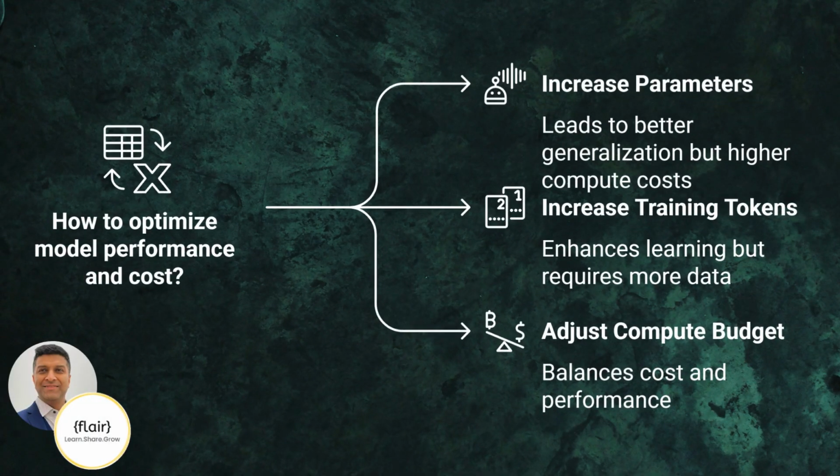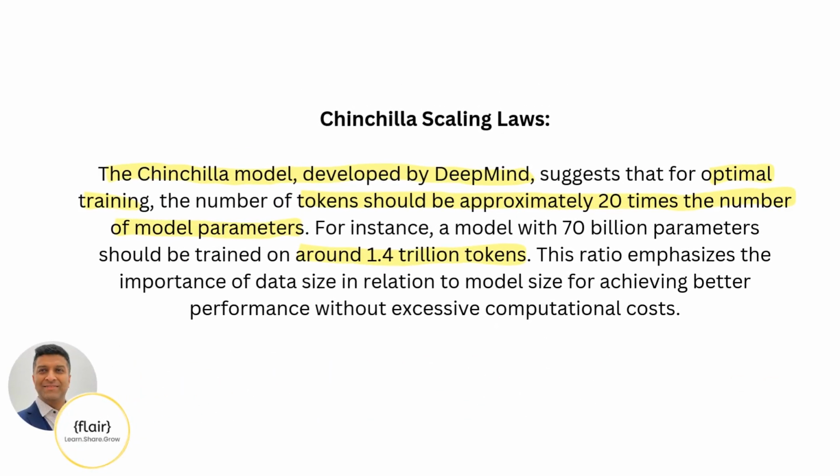Larger models tend to perform better, but scaling comes with computational costs. Understanding scaling laws helps balance the number of parameters. More parameters lead to better generalization, but increase compute costs. Training tokens: the amount of training data affects how well the model learns. And compute budget. Finding the optimal balance between model size, data, and training cost is crucial. The Chinchilla paper suggests that optimal training requires about 20 times the number of model parameters in training tokens, helping engineers make smart scaling choices.